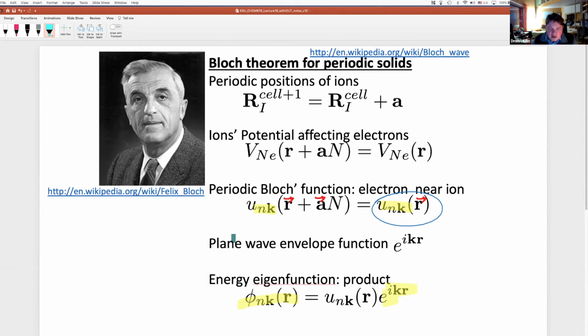The part that is not getting changed is often referred to with the letter U and called the atomic part, and the part that is getting accumulated as we go from cell to cell is related to the plane wave electronic function. So it is a standard way to seek orbitals or electronic functions in periodic solids.